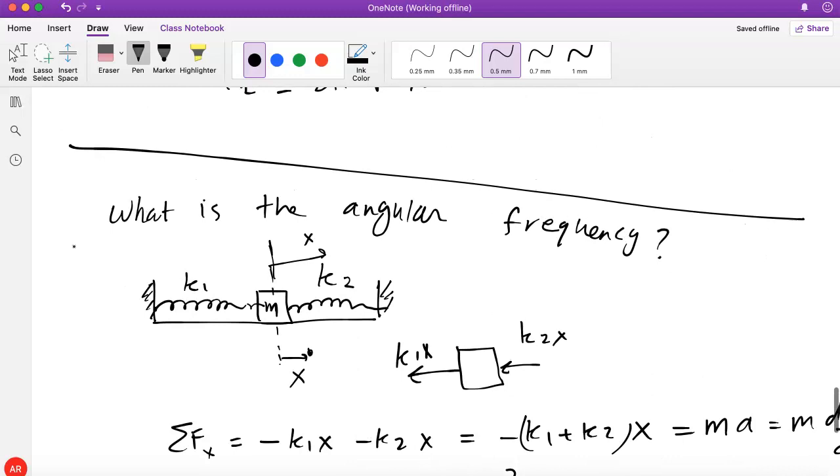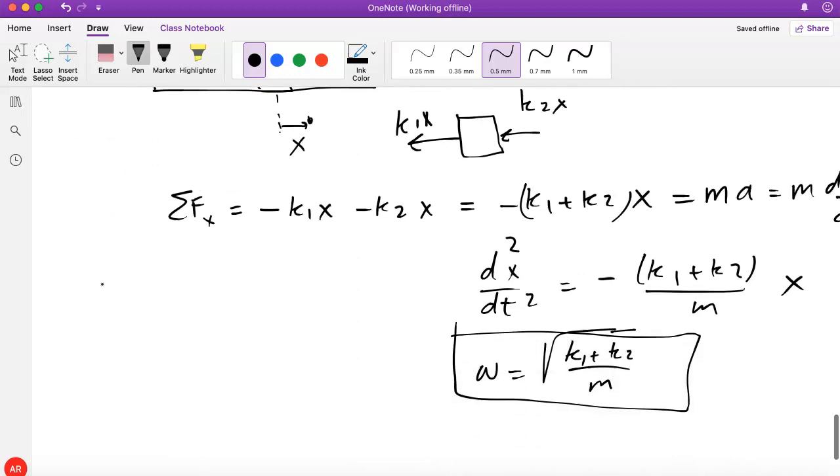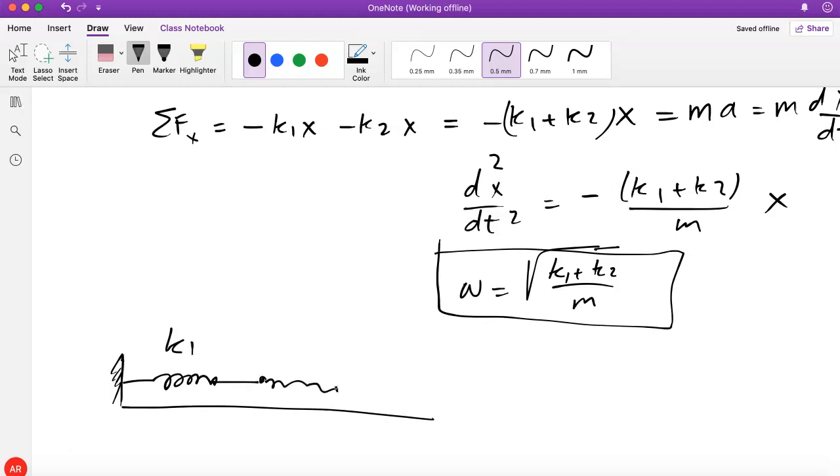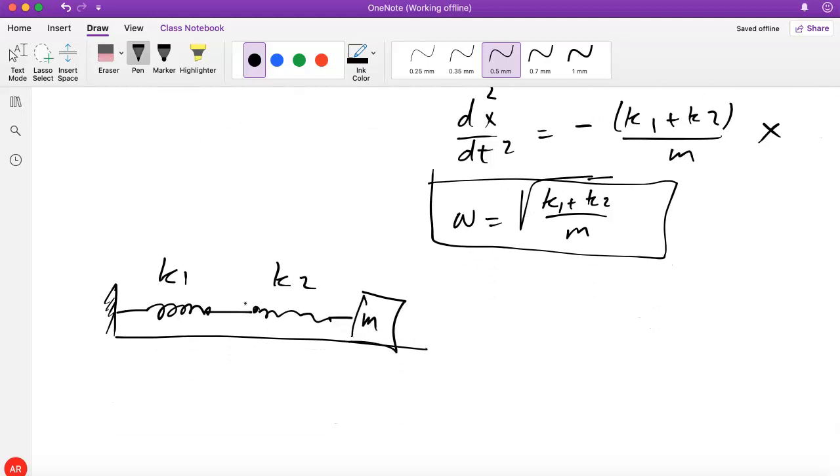So let's say this is A. Let's do another similar one here. Again, similar setup. We have a wall. Now we have two springs in series. We have k1 here, and it's attached to another spring with spring constant k2, and then we have this mass. All right, so again, we want to find omega.